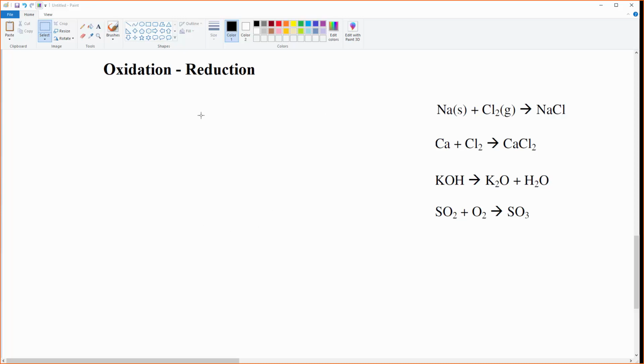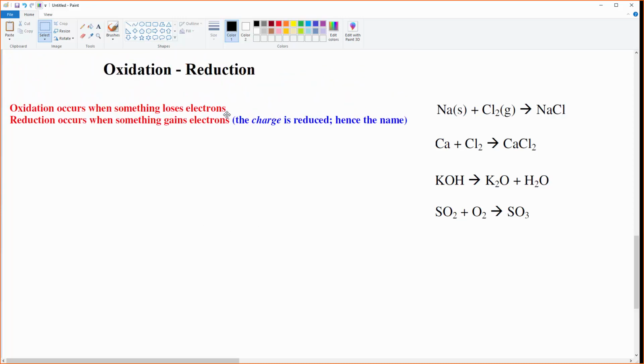We call them oxidation and reduction because they always happen together. And these are the two things that happen. Oxidation occurs when something loses electrons, and you know they have to go somewhere, right? And reduction occurs when something gains electrons, and of course they have to come from somewhere. And so in a reaction, if something is losing electrons, something else will be gaining them, so they come together. Sometimes you'll hear these called redox reactions or oxidation reduction, and it's because they come together.